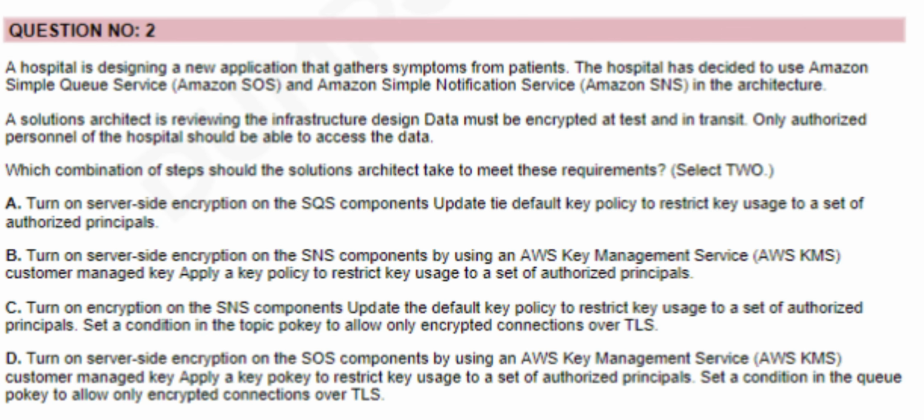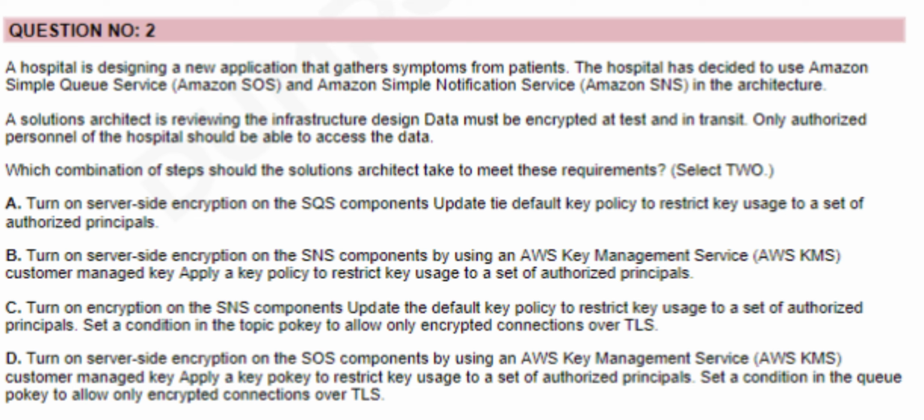Question No. 2. A hospital is designing a new application that gathers symptoms from patients. The hospital has decided to use Amazon Simple Queue Service, Amazon SQS, and Amazon Simple Notification Service, Amazon SNS, in the architecture. A solutions architect is reviewing the infrastructure design. Data must be encrypted at rest and in transit. Only authorized personnel of the hospital should be able to access the data. Which combination of steps should the solutions architect take to meet these requirements?